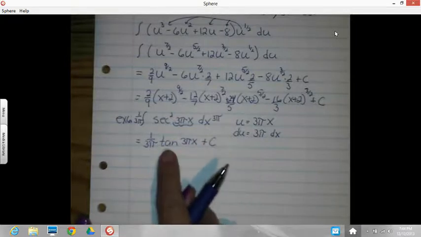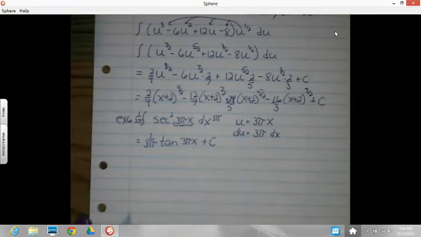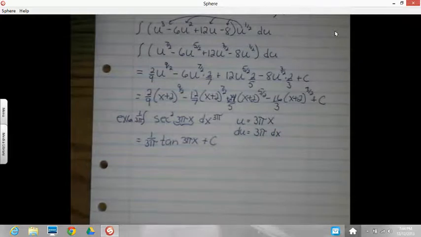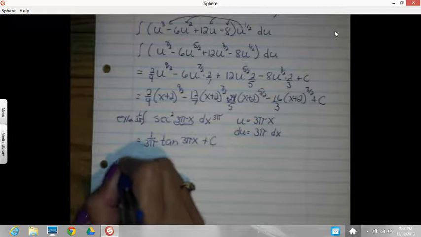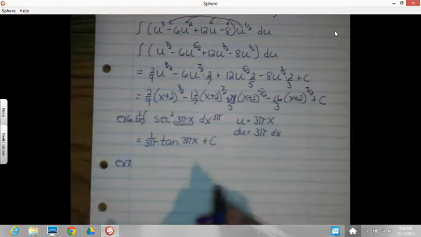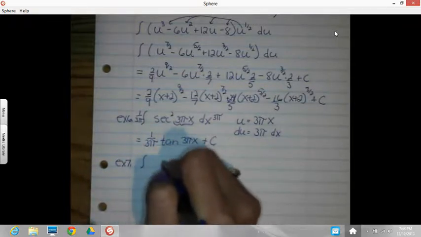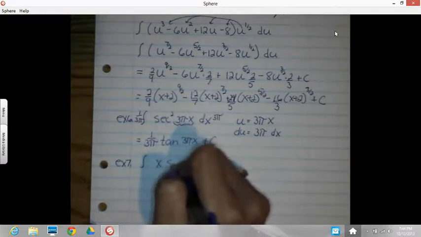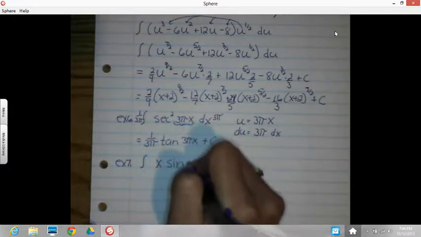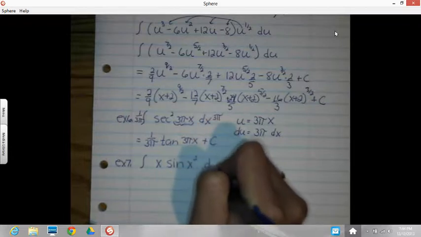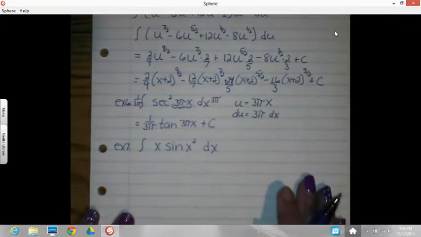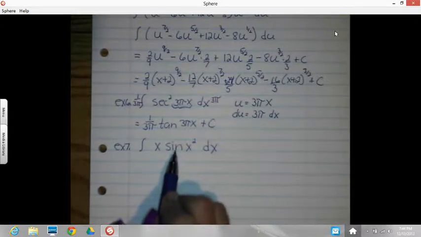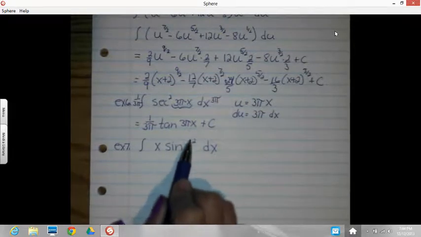Okay, last one. Let's go integral of x sine x squared dx. Okay. I know that cosine's derivative is negative sine, so I know I'm close to having just a trig function here, but I have an angle to worry about. So you let u equal the angle.